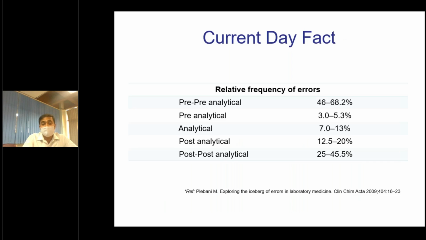So where is the majority of the errors occurring? The majority of the errors are occurring at the level of pre-analytical and post-analytical stages. They constitute up to 70%. Pre-analytical error is raising inappropriate tests, or using an inappropriate Vacutainer, for example. Other errors which constitute the majority are post-analytical errors. That is, even after getting the reports, if you're not taking action, then also it constitutes error.